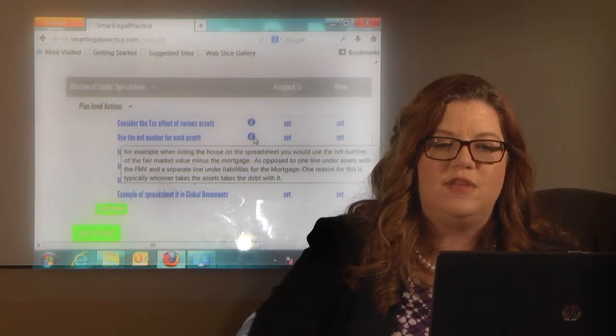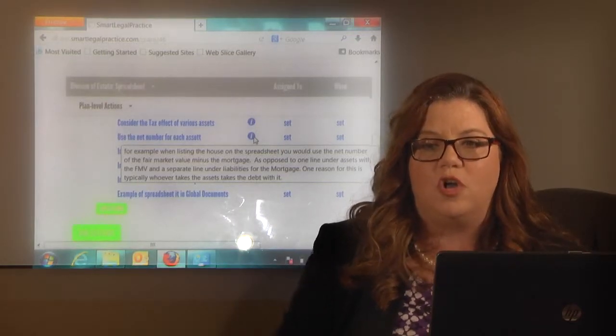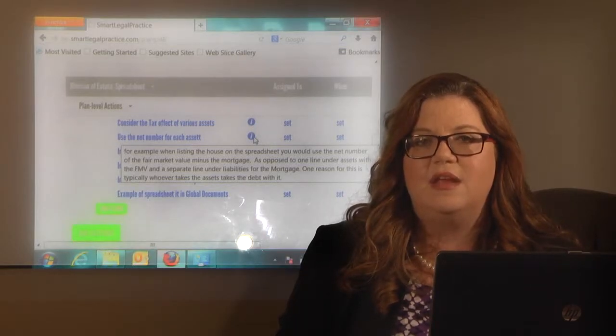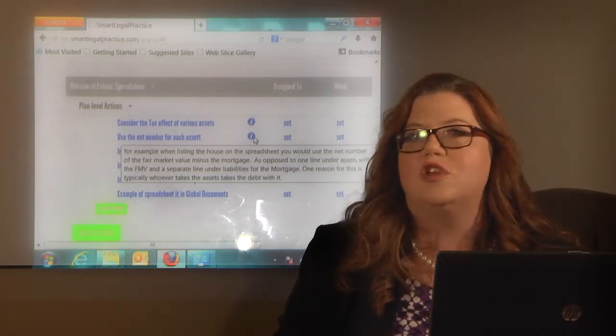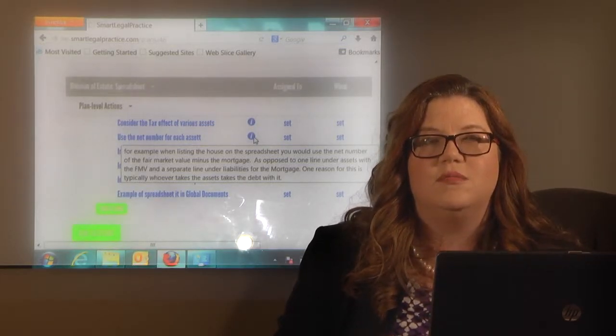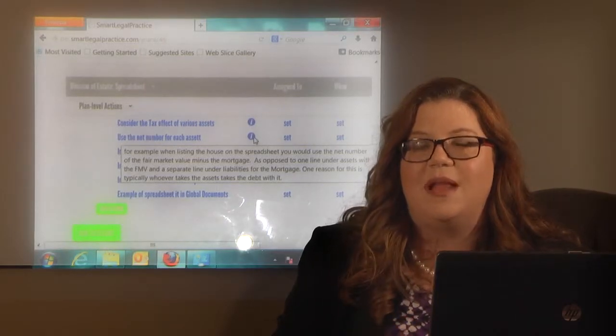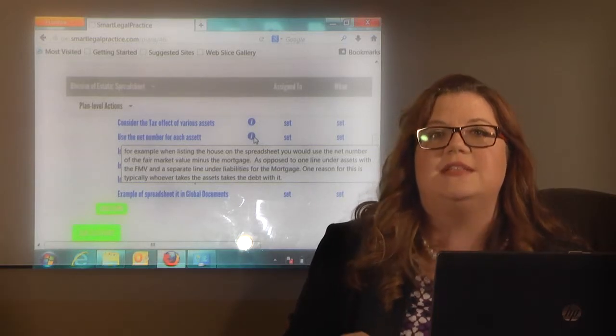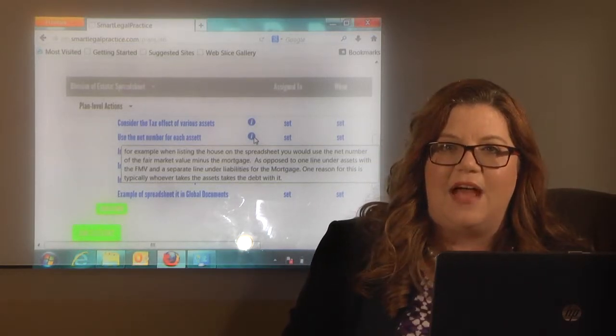And the reason that we put the net number for the house all in one line, and you can kind of show your math in the description line, the reason we do this is there's not going to be an instance, I shouldn't say never say never, right? It would be very unusual for one party to take the mortgage and the other party to take the house.